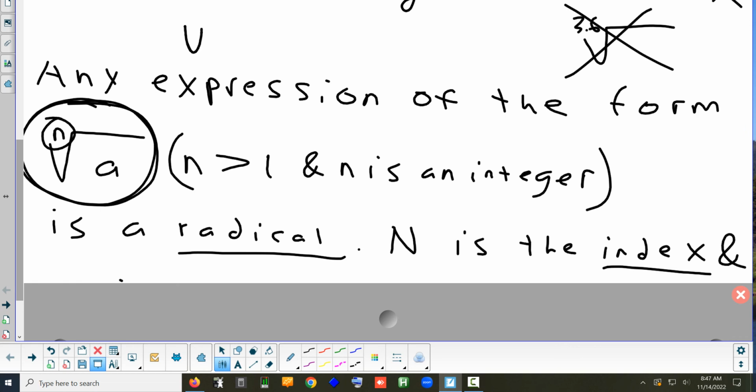And here's another example. Square root of 13. That's a radical. It's not an equation because it doesn't have an equal sign. It's just a radical. If you put in a variable, or you put in an equal sign, now it's an equation that you could solve for x.